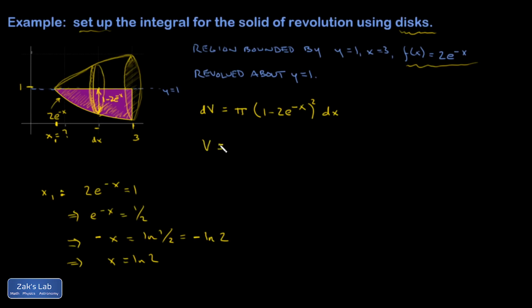All right, so back to the main mission here. I'm going to use an integral to add up all the volume contributions. So the integrand is going to be pi times the quantity 1 minus 2e to the negative x all squared. And then the limits of integration, I'm going to go all the way from natural log of 2 as my minimum value of x up to 3 as my maximum value. And there you have it. So it turns out this integral can be done symbolically. It's just really hairy, so we're not going to do it here.